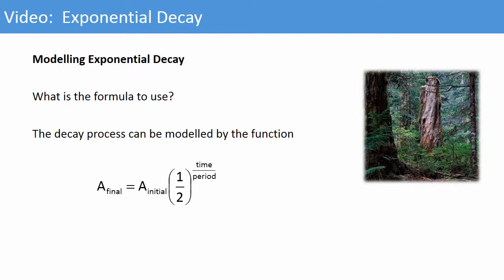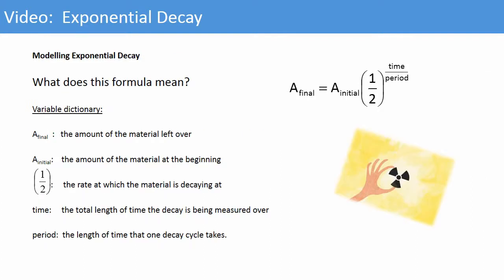The decay process can be modeled by the function A final equals A initial times 1/2 to the exponent time divided by period. But what does this mean? Let's start by identifying a variable dictionary. A variable dictionary is a list of what the variables are and how they can be applied within the formula.